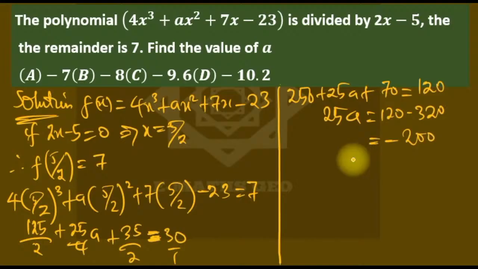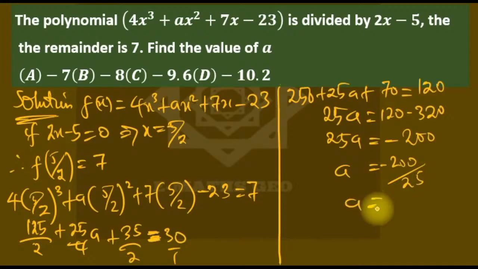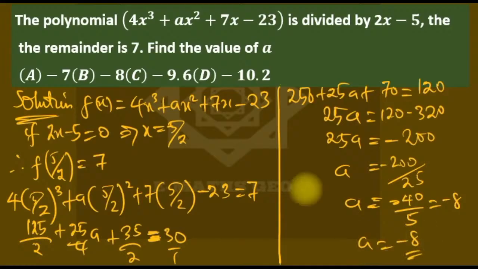Yes, this is 25a. So a is now minus 200 over 25, we divide both by 5. 5 in 200 is 40, 5 in 25 is 5, so that is minus 8. So the answer is a is minus 8. It's a nice question, option B. Thank you.